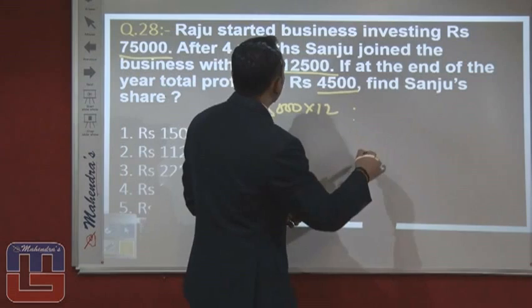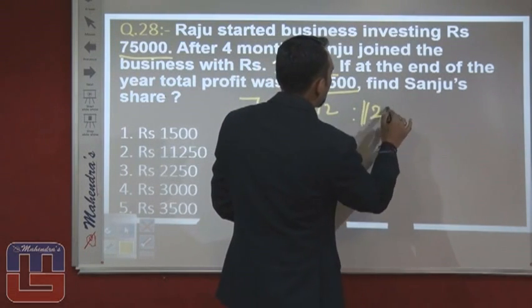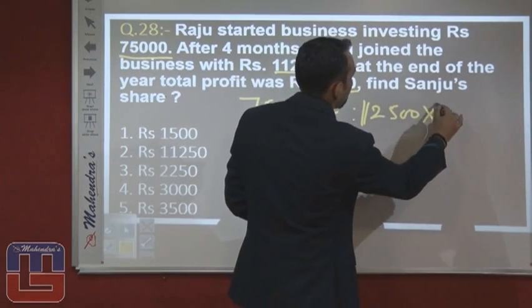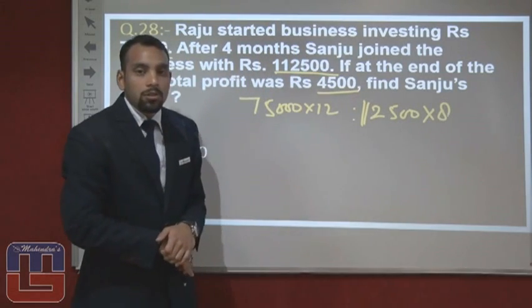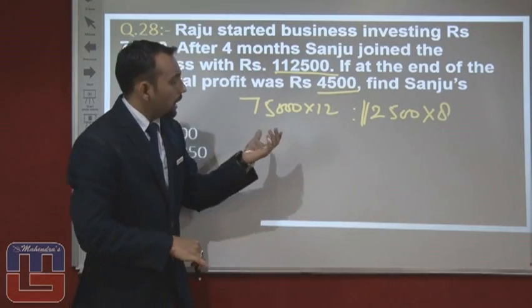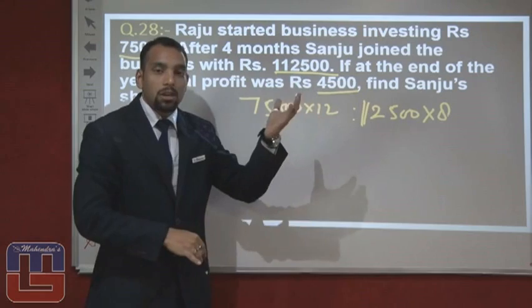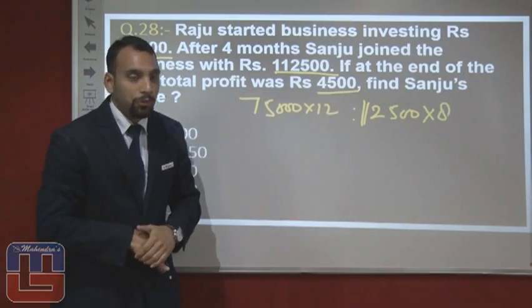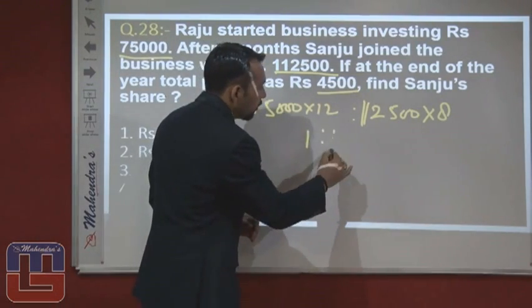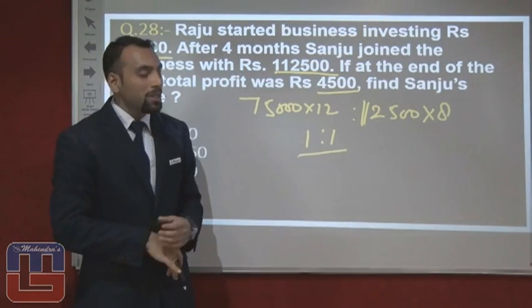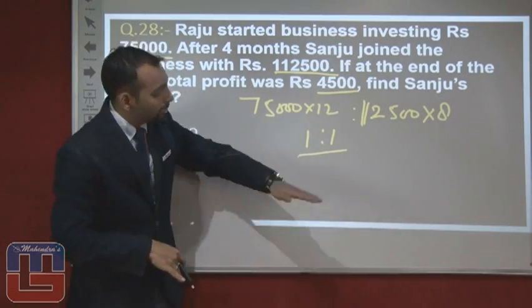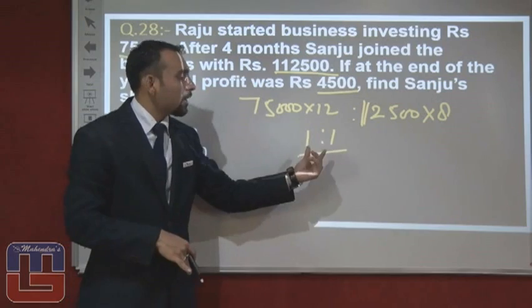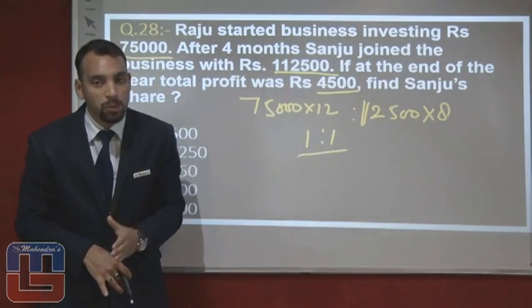So here the ratio is 112500 into 8. So what we are doing? We are finding the ratio of their investment. So here the ratio is 1:1, which means they invest the amount in the ratio 1:1. So in the same ratio their profit will be distributed.